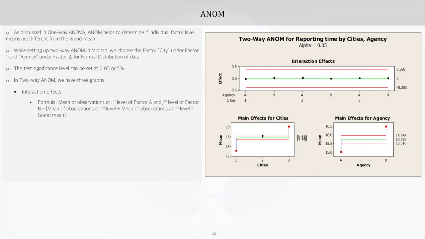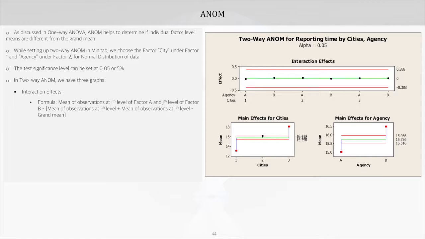So the interaction effect at each combination of the two factors is given by the mean of observations at ith level of factor A. What does this mean? Factor A is city, ith level can be the first city. So the mean of observations at the combination of city 1 and the jth level of factor B, which can be, let's say, agency A.